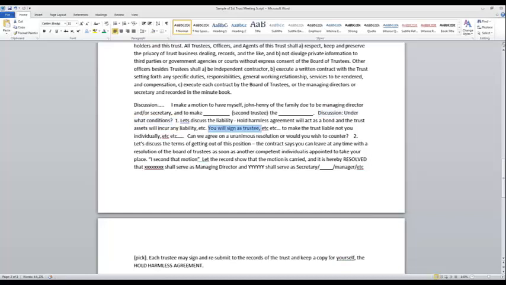You will sign as a trustee to make the trust liable, not individually. Can we agree on a unanimous resolution on these hold harmless agreements, or would you like to counteroffer, add anything, or make any adjustments to the contract? Okay, ready to go.